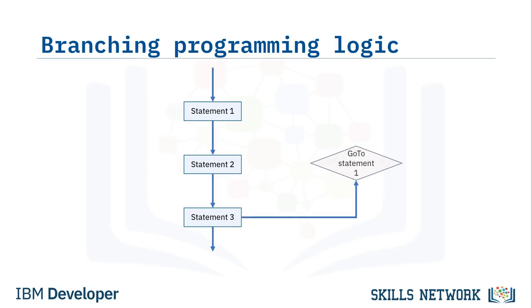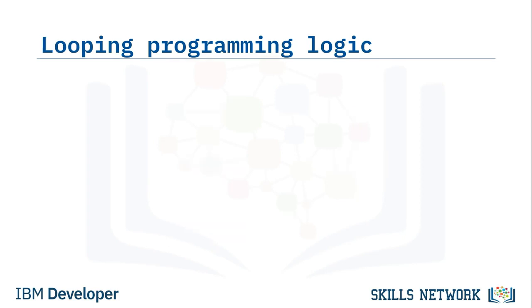Go-to is a statement found in many computer programming languages that performs a one-way transfer of control to another line of code. In contrast, a function call typically returns control. Now, let's look at the logic of looping programming.